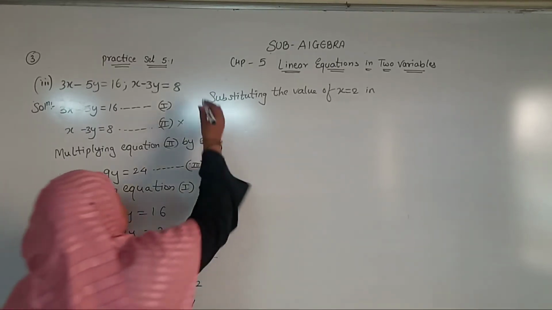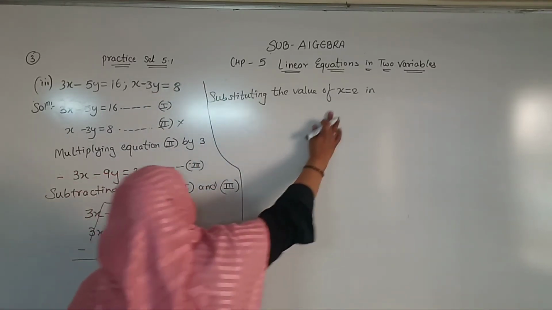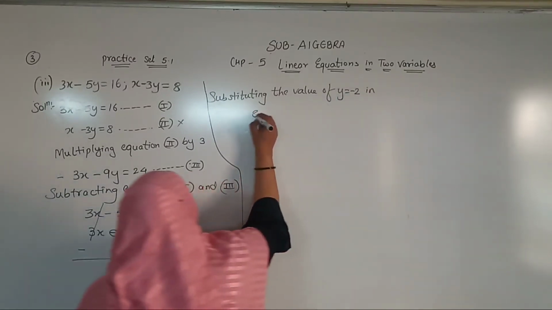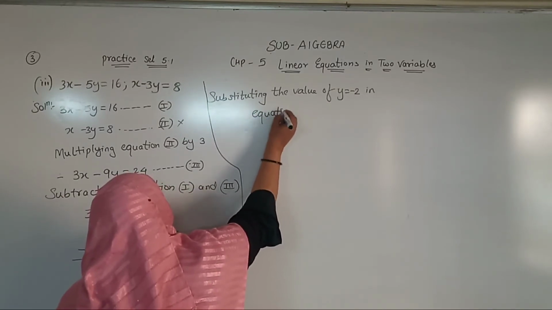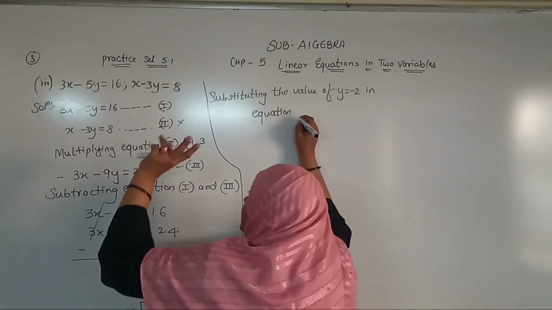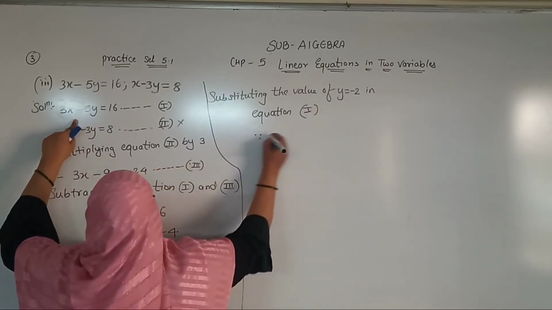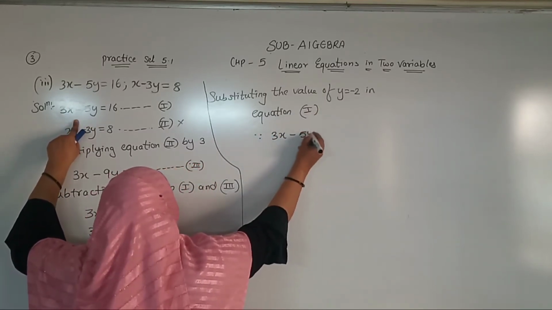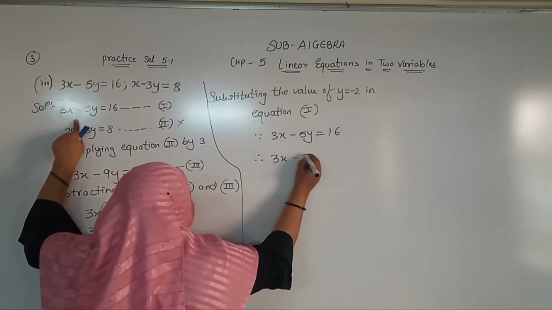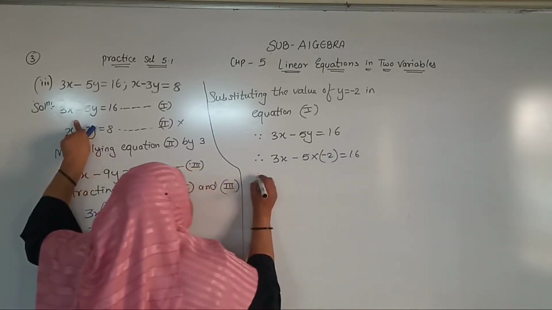Now student, substituting. Now I should write here substituting the value of y as minus 2 in an equation. I have now 3 equations. Whichever is the smallest, you can do in any. I am going to put it in the first equation only. So my first equation is 3x minus 5y equals 16. 3x minus 5 into y, the value of y is minus 2, is equal to 16.